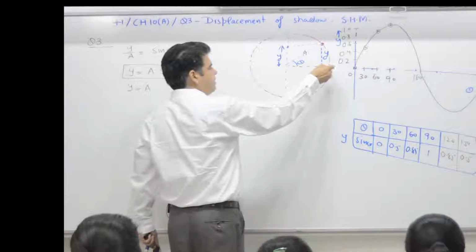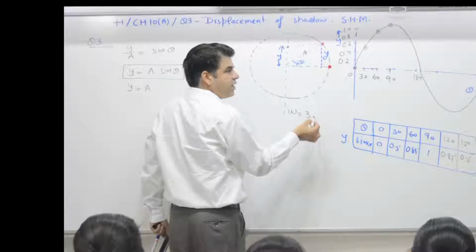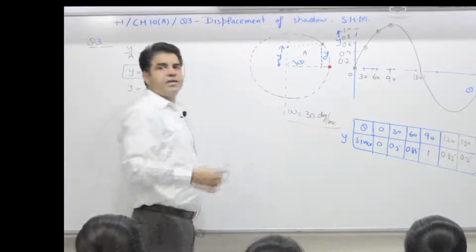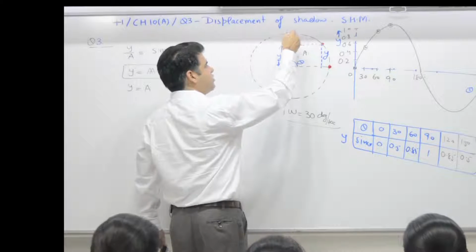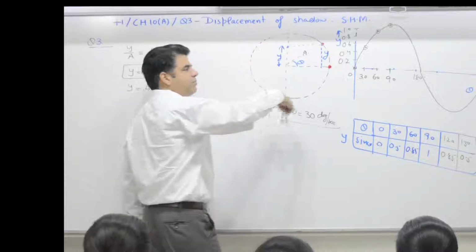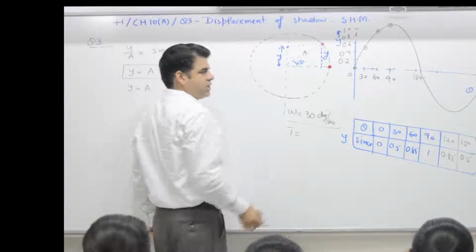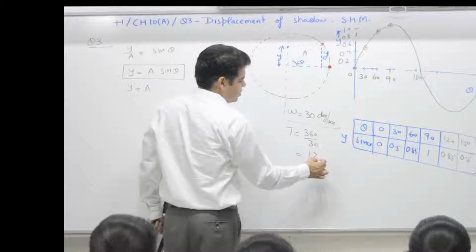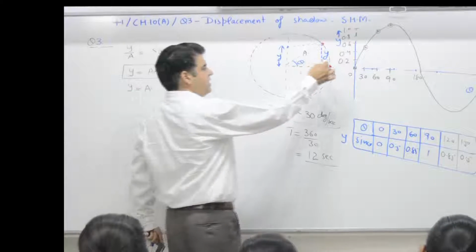If it moves at a certain angle per second, omega, the angular speed, is say 30 degrees per second. So in 1 second, where is the particle? 30 degrees; 2 seconds, 60 degrees; 3 seconds, 90 degrees; 4 seconds, 120; 5 seconds, 150; then 180. So it completes the circle in how much time? At 30 degrees per second, the time taken will come out to be what? 360 degrees divided by 30 degrees is equal to what? 12 seconds.